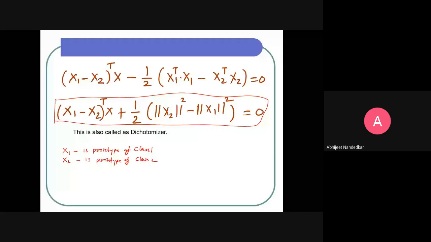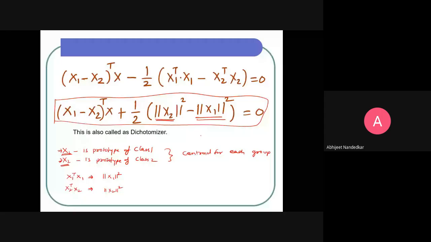So first of all, from data we will calculate these two things, x1 and x2. Once x1 and x2 are calculated, you can easily find out x1 transpose x1, which will be equal to norm of x1 square. So this quantity. Similarly, you take the x2 vector, transpose it, multiply with itself, it will give you norm of x2 square, which is required here. So it's very simple. From data you have to just compute the centroid for each group. So once you do that, you can easily find out this decision surface.